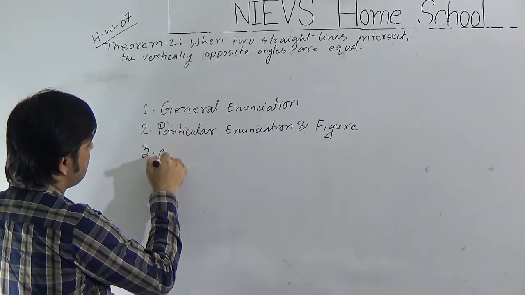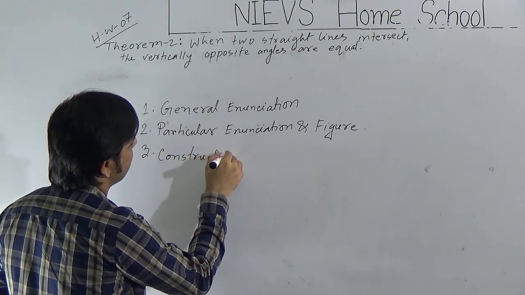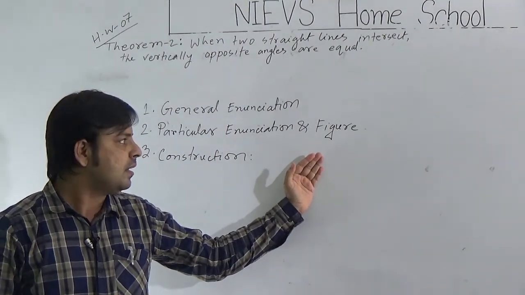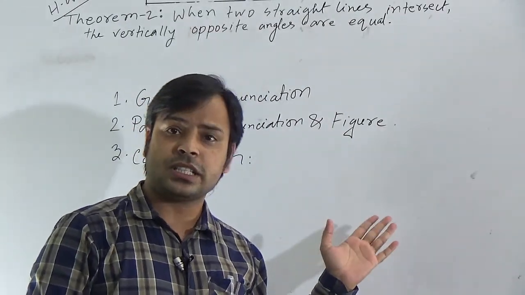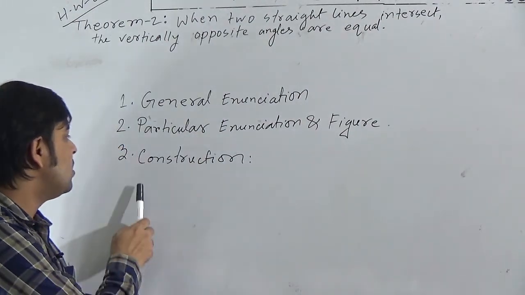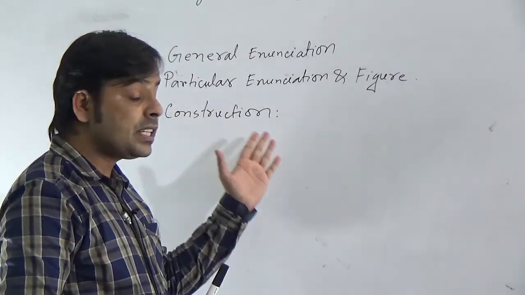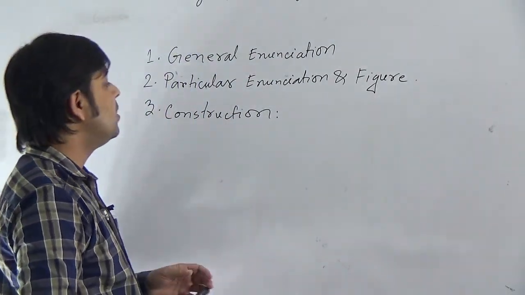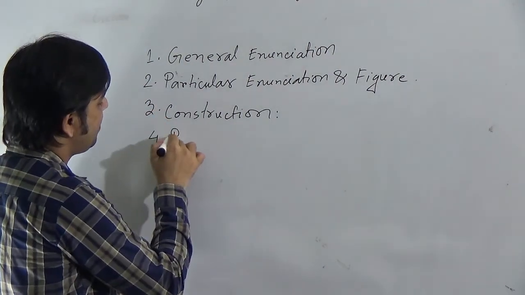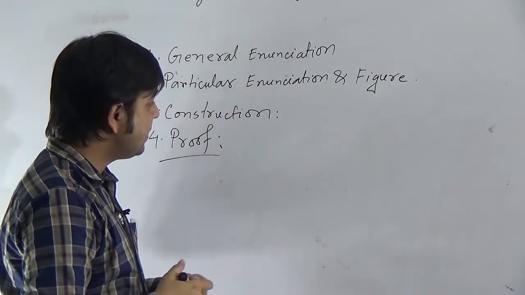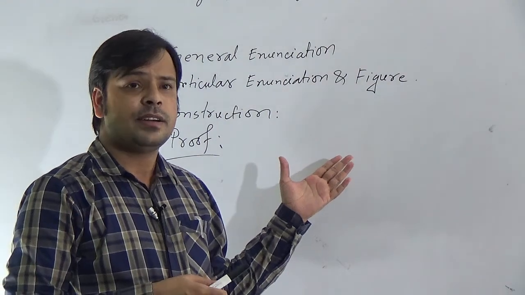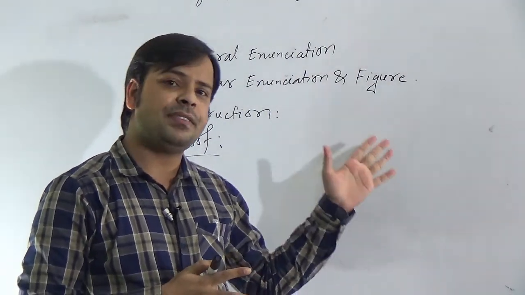Third step is construction. Construction means in part 2 we will draw a figure, if additional construction is needed to prove the theorem, then we have to construct an additional part of that figure. That part is known as construction. Then the next step is proof. It means that we have to prove the given statement logically using the figure and the given information.